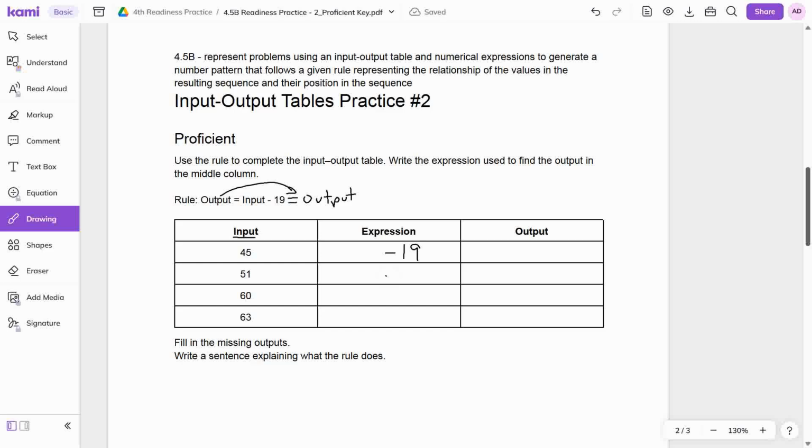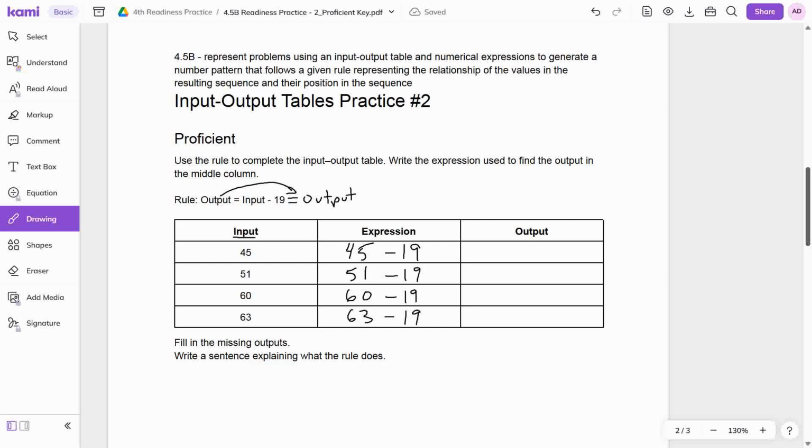And so that's going to be our rule. They give it to us in a longer equation of output equals input minus 19, but our rule, if we wanted to boil it down, would just be minus 19. So what our expression is going to be, we take our input. What is our input? So we just copy down the 45, the 51, the 60, and the 63. That's going to be our expression we put in the middle, our input, and then minus 19. And then we just subtract.